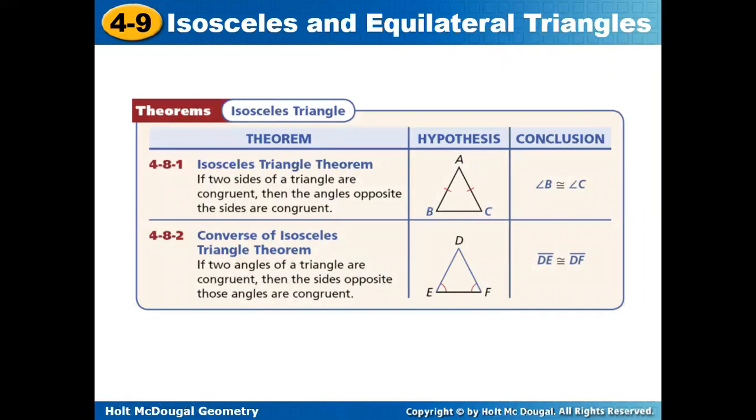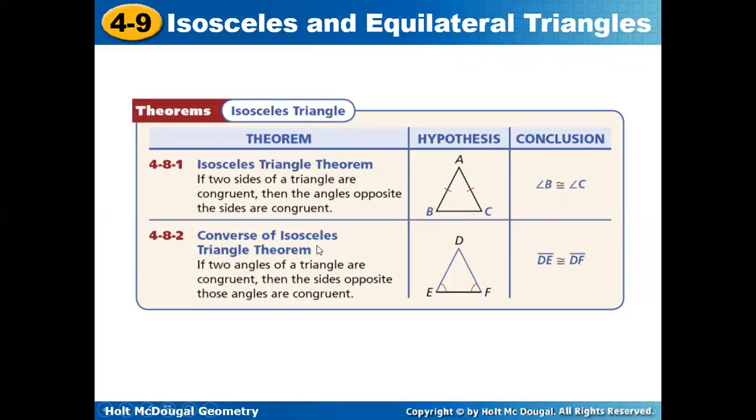We have two theorems. The isosceles triangle theorem: if two sides of a triangle are congruent, then the angles opposite the sides are congruent. If you look here, in this triangle two sides are congruent. Where is the angle opposite to the side AC? Yes, it's angle B. And the angle opposite to the side AB is angle C. So if two sides are congruent, the two opposite angles are also congruent.